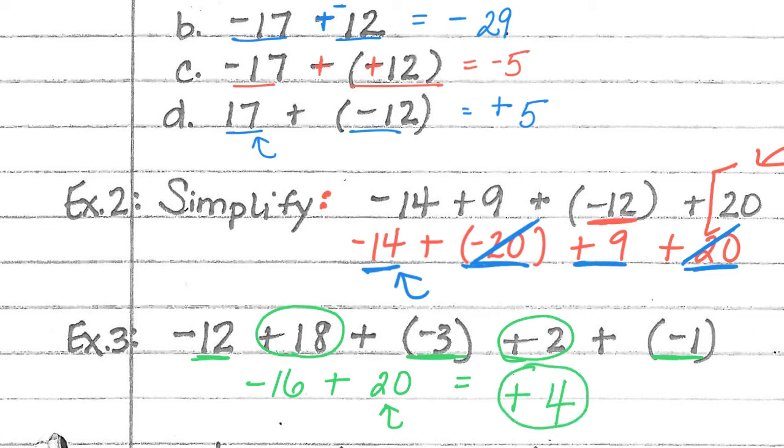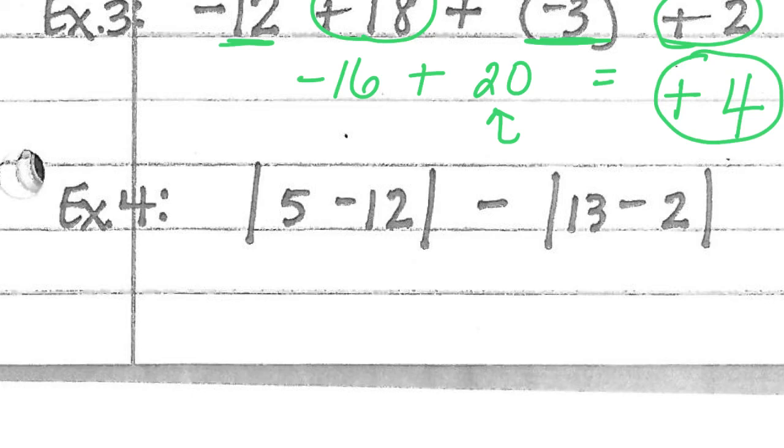How'd y'all do? All right, so with a fairly simple lesson, we do have an area in which you guys tend to make mistakes. These absolute value signs on number 4 are grouping signs. So remember, we want to solve inside the absolute values first. 5 minus 12, the absolute value of negative 7. We are going to take our time so we don't make any mistakes. 13 minus 2 is 11.